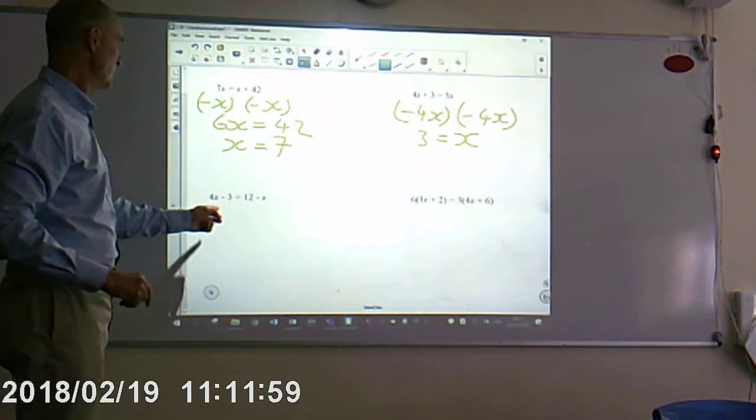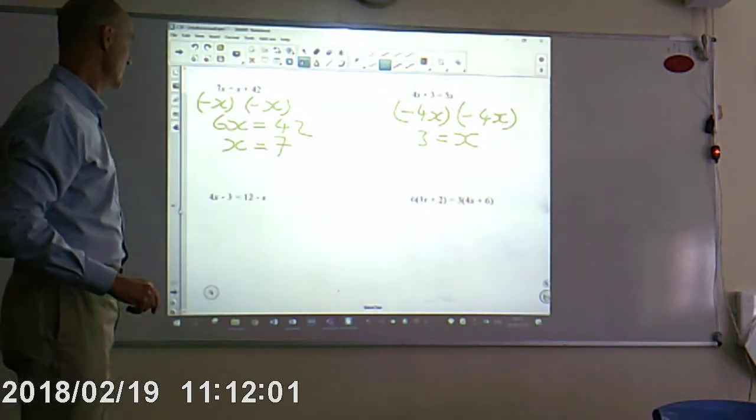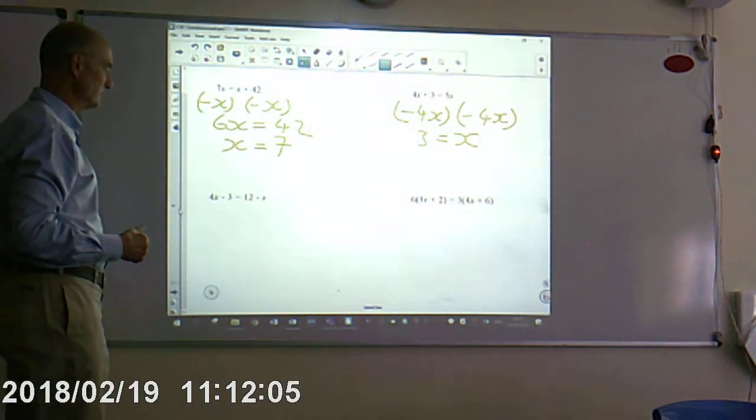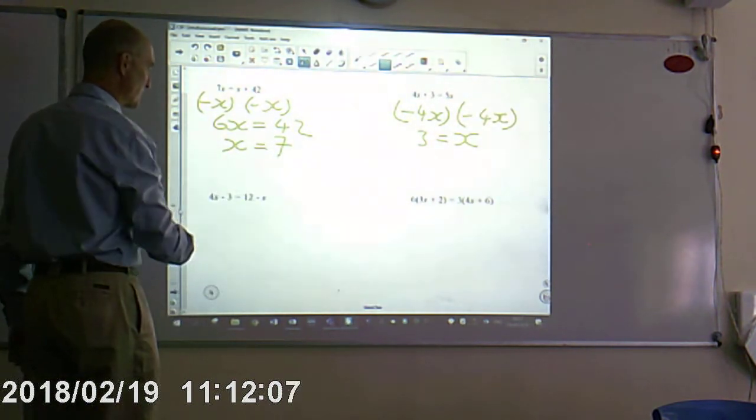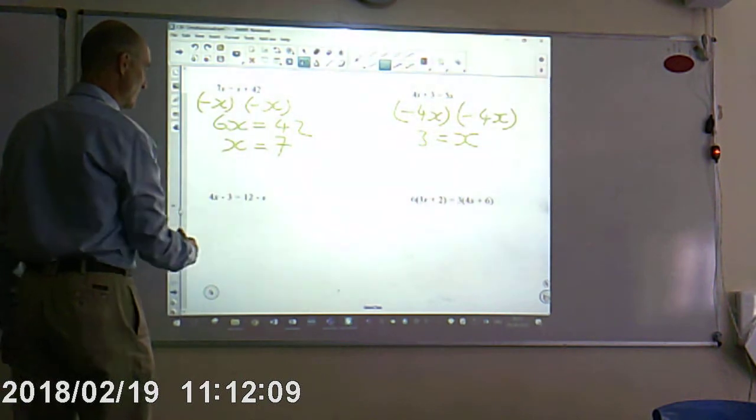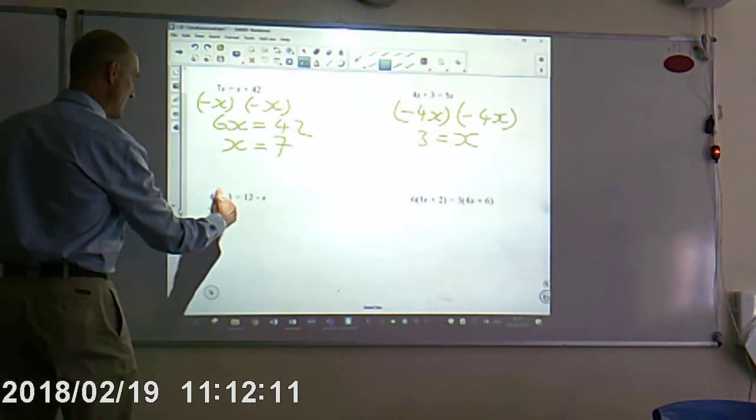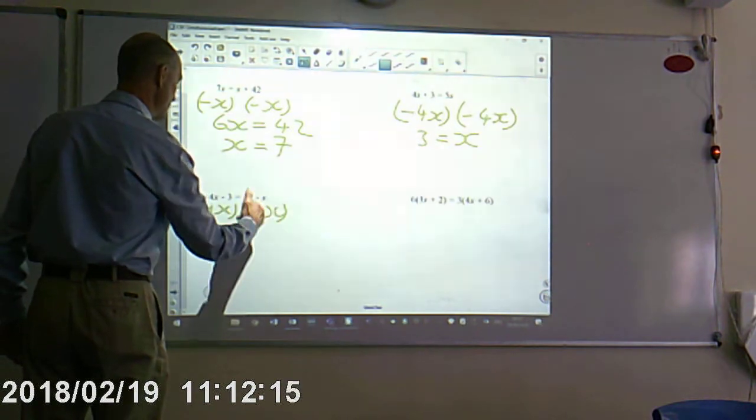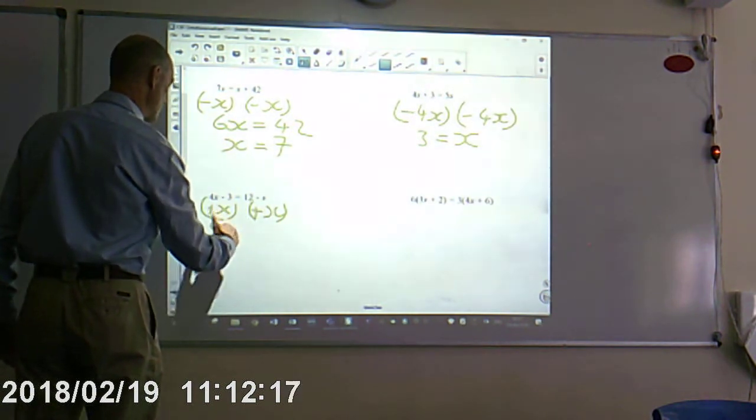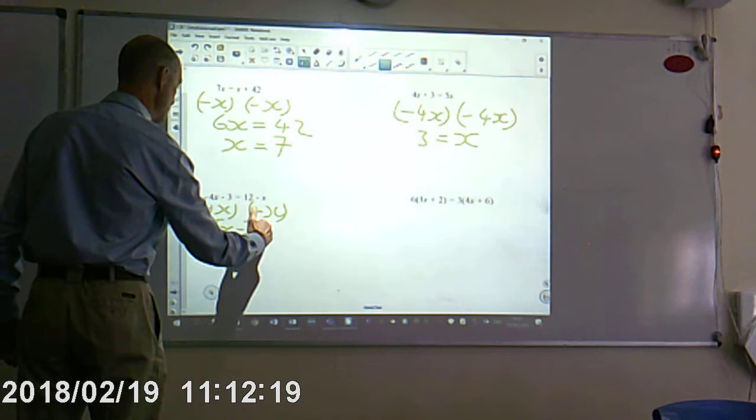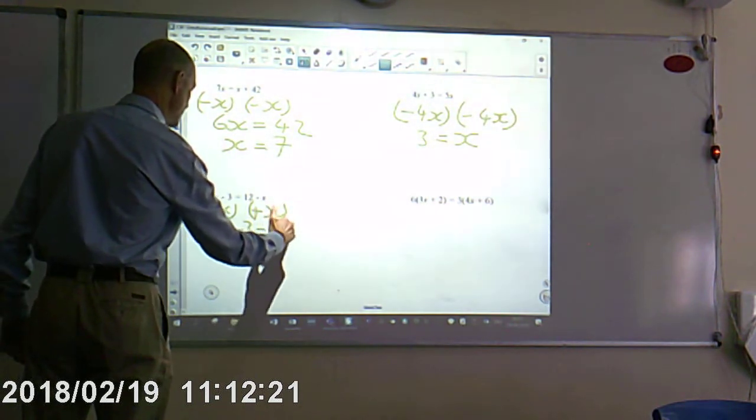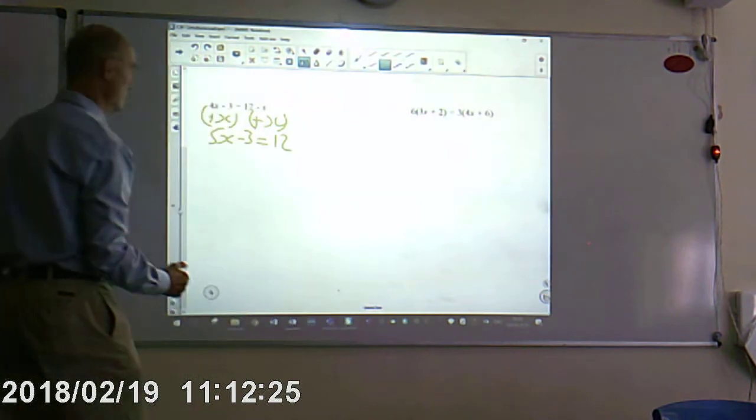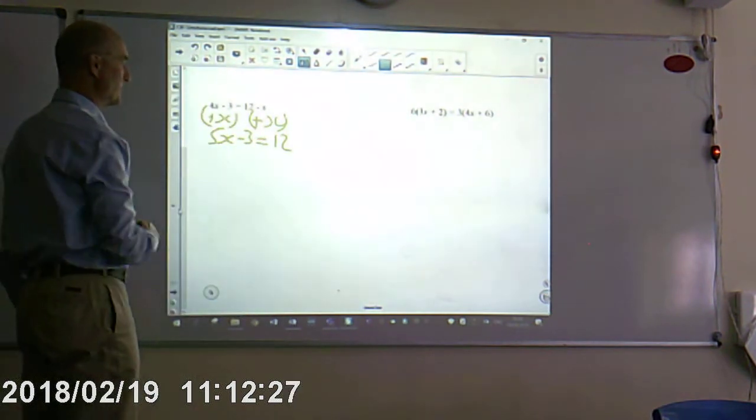Slightly longer examples. 4x minus 3 equals 12 minus x. Got to get x on its own. Add x to both sides. Get all the x's on the left hand side. So add x to the left hand side, add x to the right hand side. 5x minus 3 equals 12.